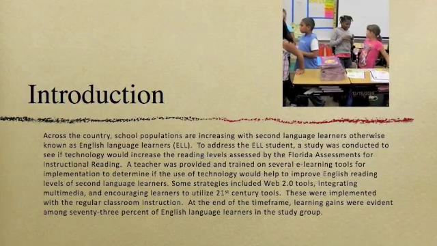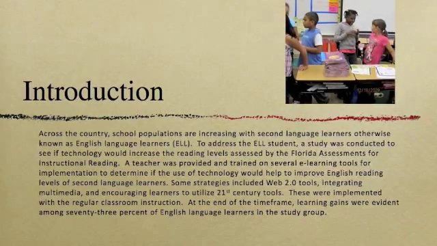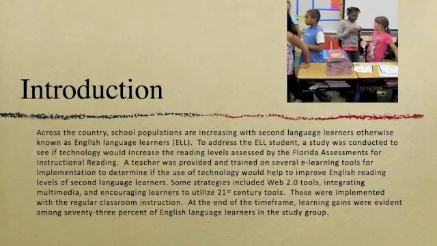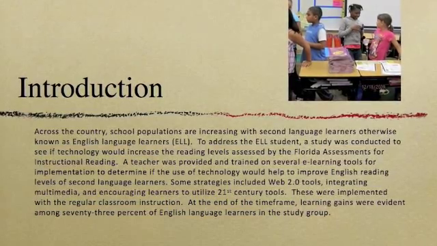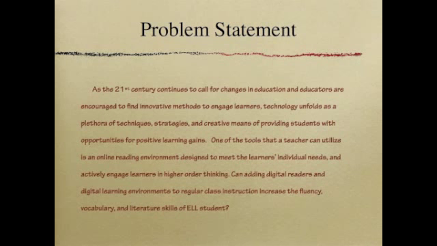Across the country, school populations are increasing with second language learners, otherwise known as English language learners. As the 21st century continues to call for changes in education, and educators are encouraged to find innovative methods to engage learners, technology unfolds as a plethora of techniques, strategies, and creative means of providing students with opportunities for positive learning gains. One of the tools that a teacher can utilize is an online reading environment designed to meet the learner's individual needs and actively engage learners in higher order thinking.